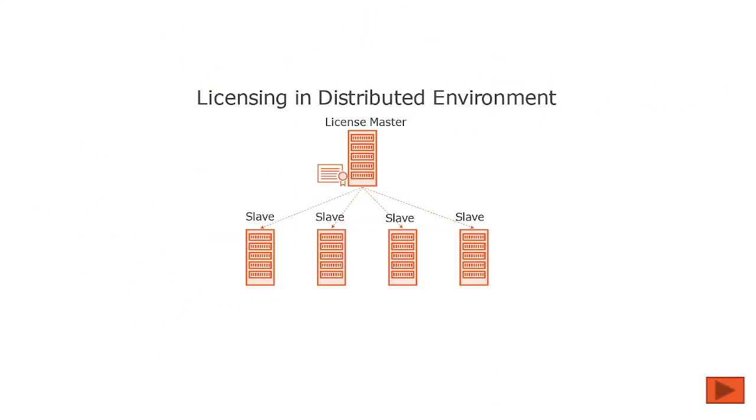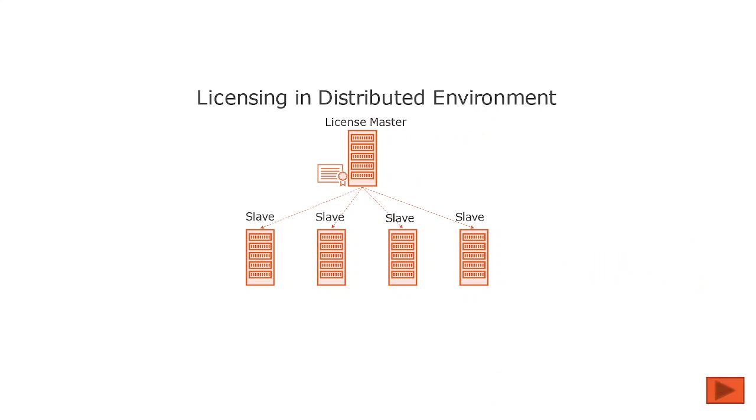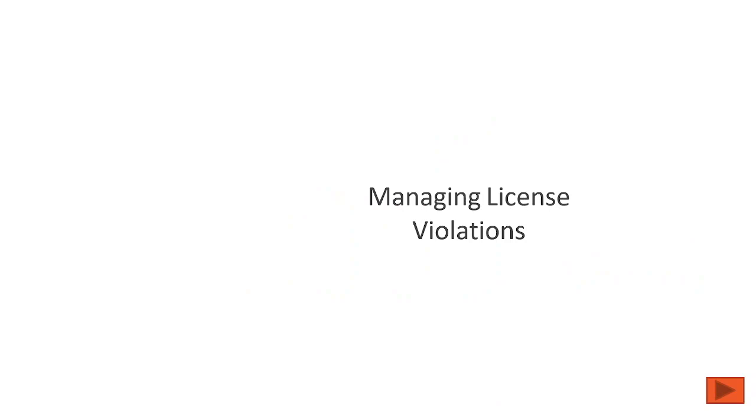What happens here is that we have a licensing file installed in the license master. In the slave, we have a configuration file called server.conf, which points towards the licensing file installed in the license master. We do that configuration and pointing, and all those other instances act as license slaves. Okay. In the subsequent section, we'll be looking at managing license violations.